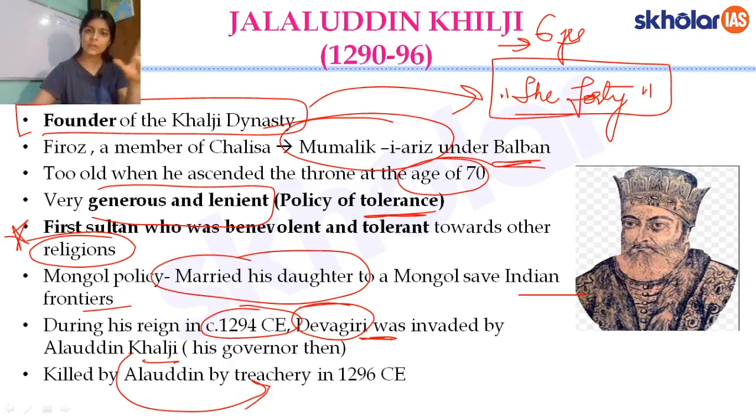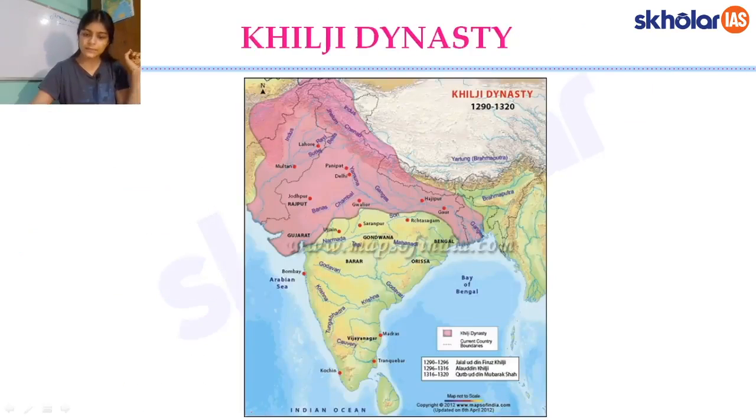Right, so we understood the importance of Jalaluddin Khilji is that he was the founder, and he was very old by the time he came to the throne. He was formerly a member of the Chalisa or the 40, and he was the first sultan who was benevolent and tolerant towards other religions. So these are the most important things that you need to remember about Jalaluddin Khilji.